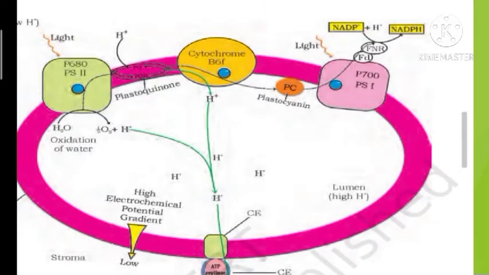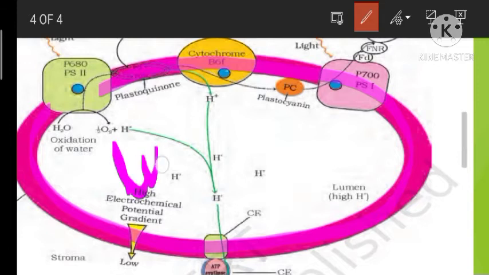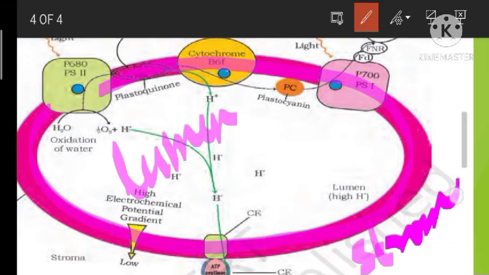Now we can see how the proton gradient is created and ATP is synthesized. One step by which the proton gradient is created is the splitting of water. The photolysis of water occurs on the inner side of the thylakoid membrane. So here this is the thylakoid membrane, this is the lumen of the thylakoid, and this is the stroma of the chloroplast.